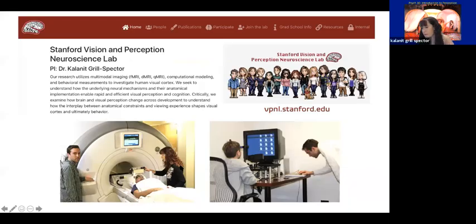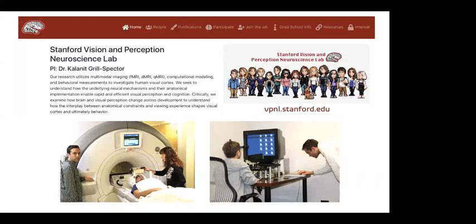So for those of you who don't know me, let me tell you a little bit about myself. I'm a neuroscientist here at Stanford, and my research uses multimodal imaging and behavioral methods and computational methods to understand how human vision works. And the research in my lab has made several important discoveries about how the structure, function, and computation in the human brain help you do visual recognition.